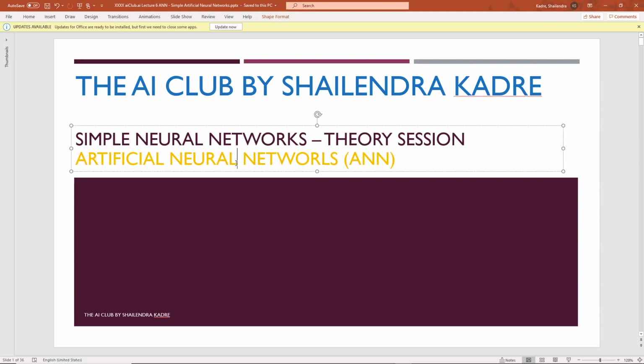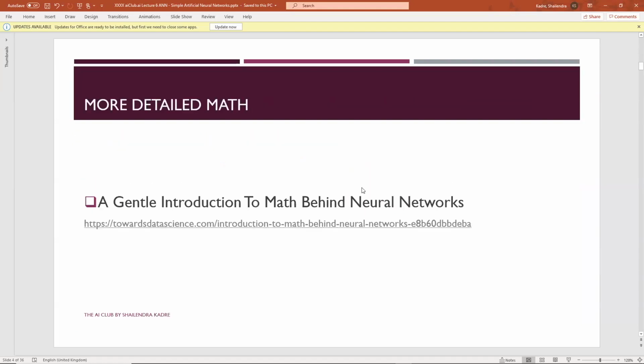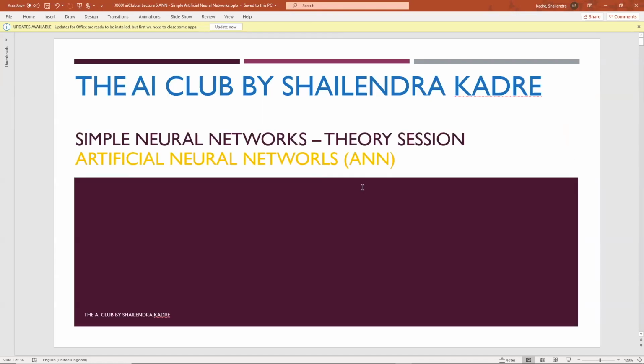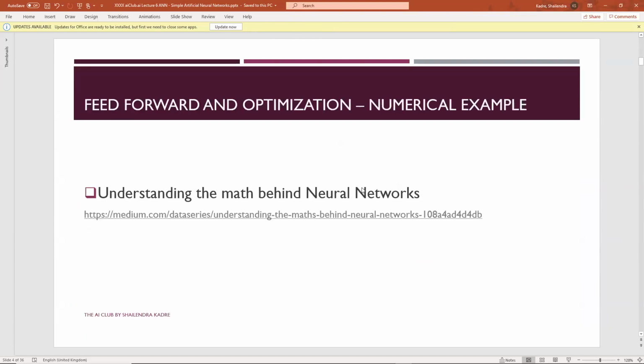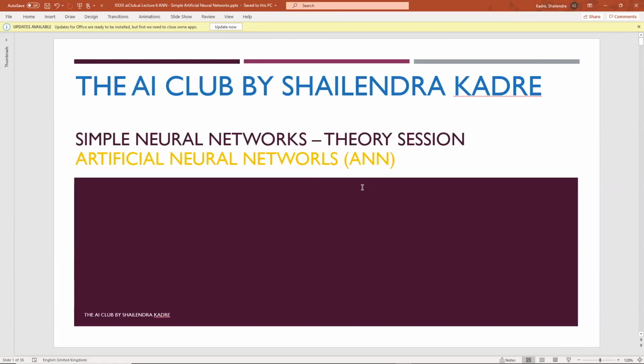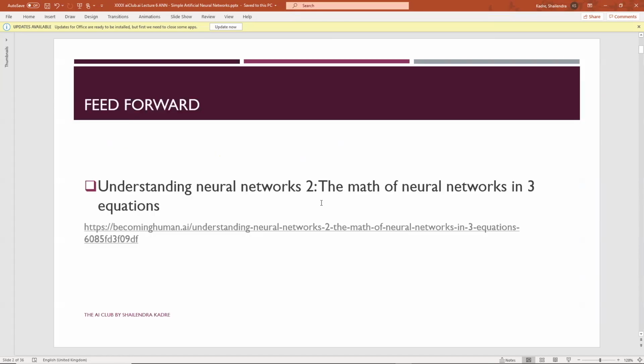A neural network is called an artificial neural network, which is ANN. ANN is a type of neural network which you can apply in classification problems, and you can apply it in regression problems also. So that's what ANN can do, both classification and regression.